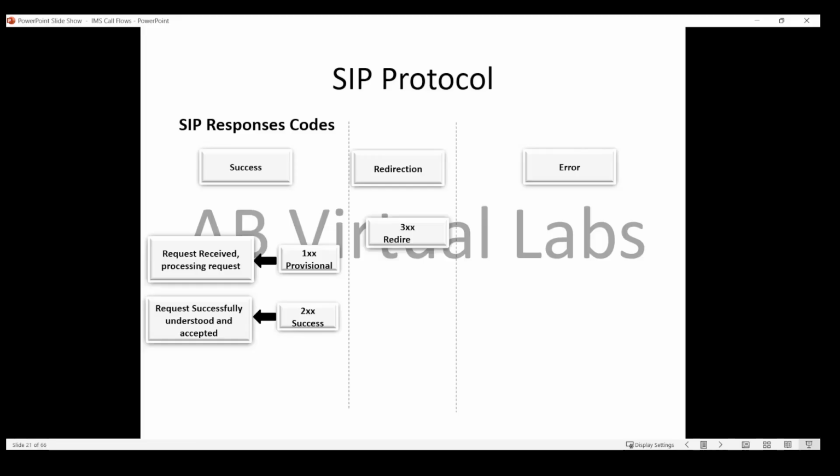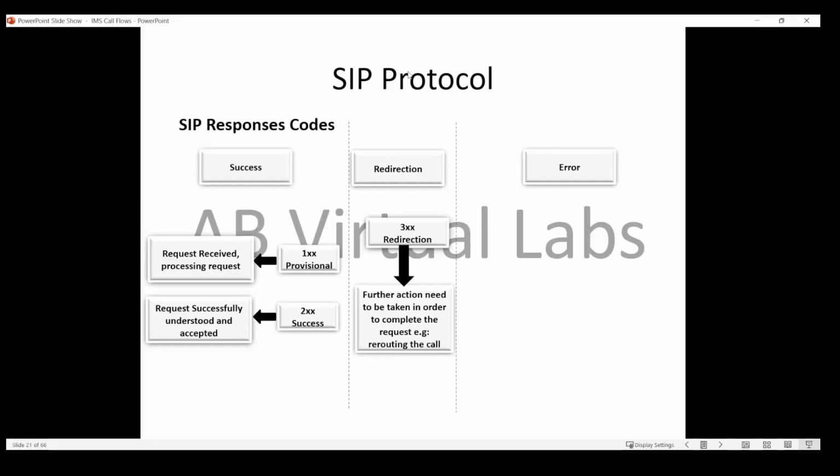In the redirection, we have the 3xx. What does that mean? The client is sending to the server this SIP invite request and then receiving this 3xx redirection. This is telling the client that further action needs to be taken, like routing, like this request you should reroute to a different server as an example. So this is the redirection.